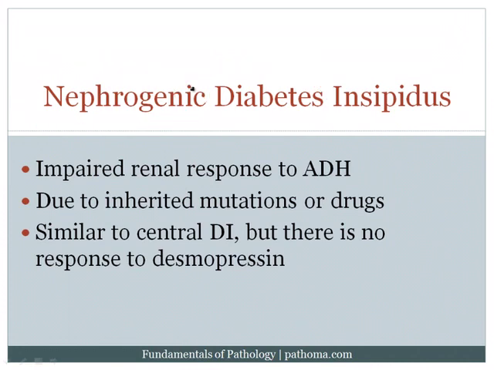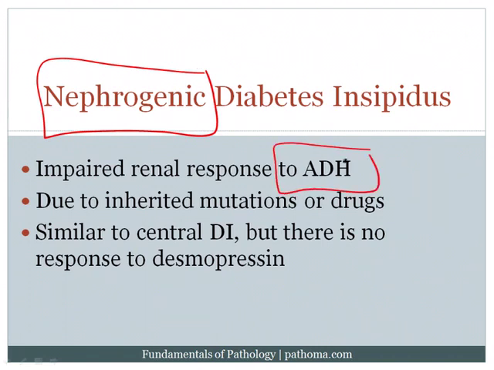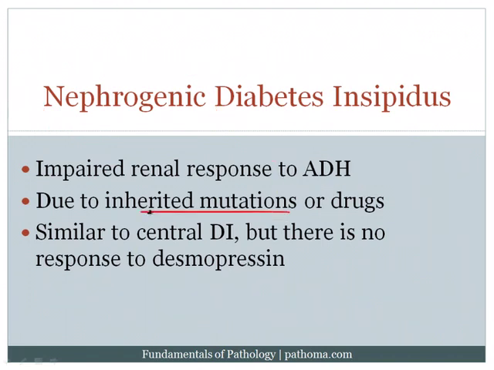In nephrogenic diabetes insipidus, the patients again are urinating too much. The problem this time, however, is not in the brain, but instead it's in the kidney, and so they call that nephrogenic diabetes insipidus. And that's because the kidney is not responding to antidiuretic hormone. This is usually due to inherited mutations or drugs.